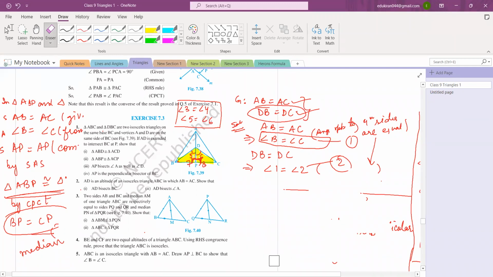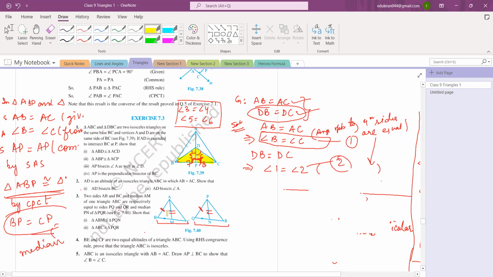Okay, so it is given that two sides AB and BC and median AM of one triangle ABC are respectively equal to side PQ and QR. So it is given that AB is equal to PQ, and BC is equal to QR. This complete side BC is equal to QR, and median AM is equal to PN. So this median AM is equal to this median PN. Miraj, is this clear? Yes, ma'am.